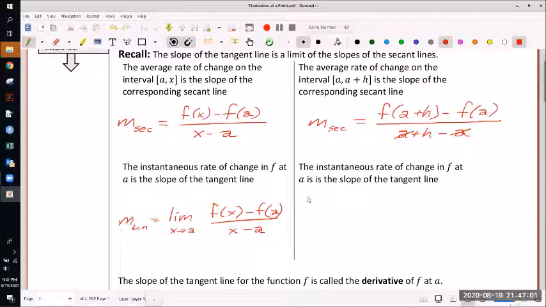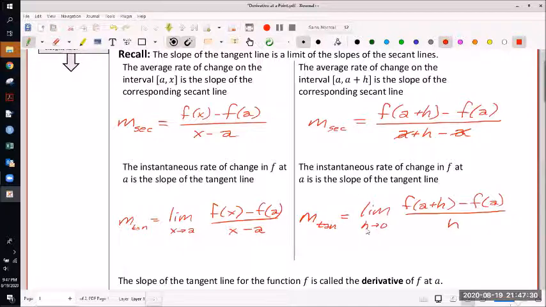Using this notation over here, it's the same formula, but in this case we would take the limit as h goes to 0. As h goes to 0 then, this right endpoint moves closer and closer to the left endpoint. So then we would have f of a plus h minus f of a all over a plus h minus a, which would just be h. Okay, that's the instantaneous rate of change, and that's the slope of the tangent line for the two cases. And it's just, again, different notation for those two points.